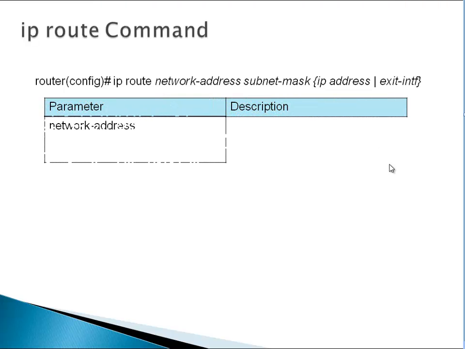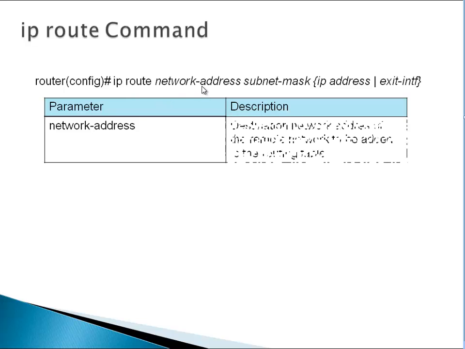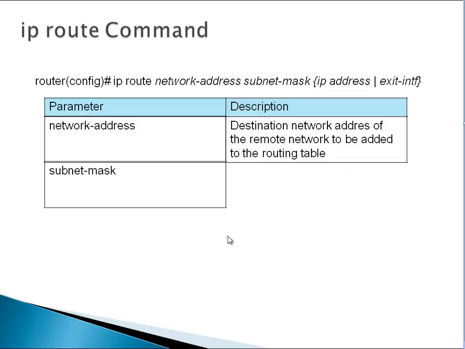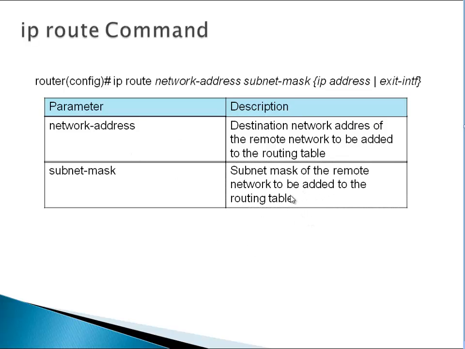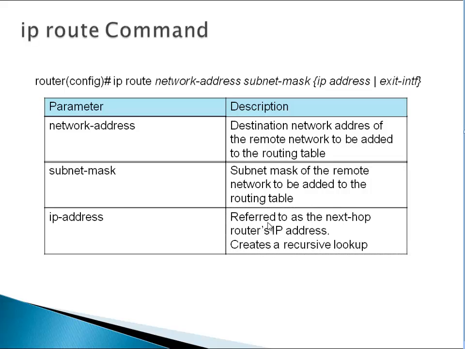So here we go. First of all is the network address here. The command starts with ip route. All the static routes start with ip route. Then we have a network address. This is the destination network address of the remote network to be added to the routing table. Subnet mask is the subnet mask of the remote network to be added to the routing table. Then the IP address. This refers to the next hop router's IP address, so your neighbor's IP address.